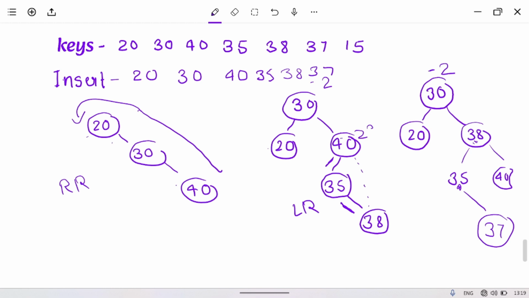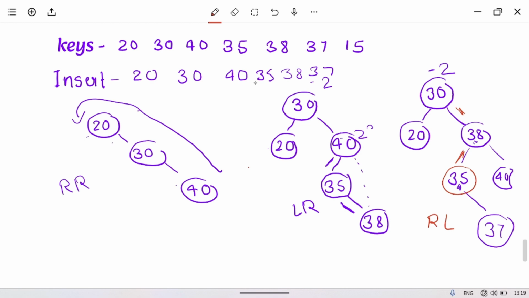So we will perform, this is right and this is left. So this is RL rotation. So how to perform RL rotation? RL rotation is double rotation. Double rotation we will count as only one rotation, okay, but it contains two steps. That's why its name is double rotation.